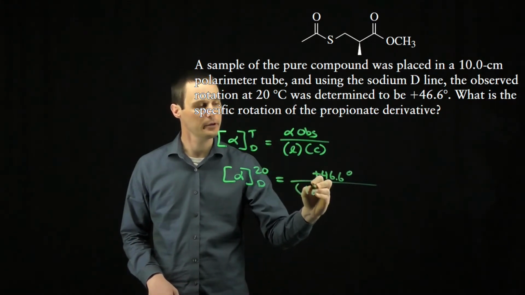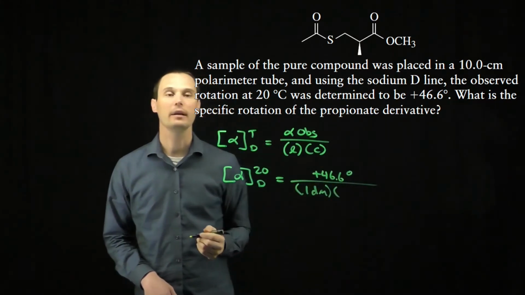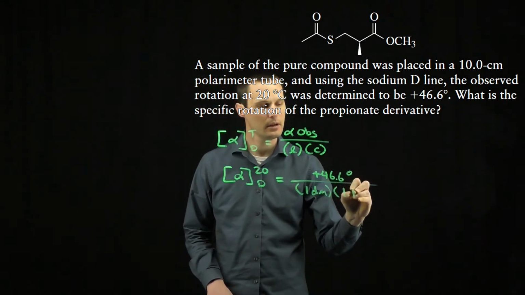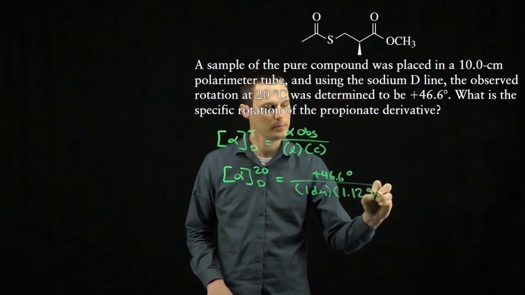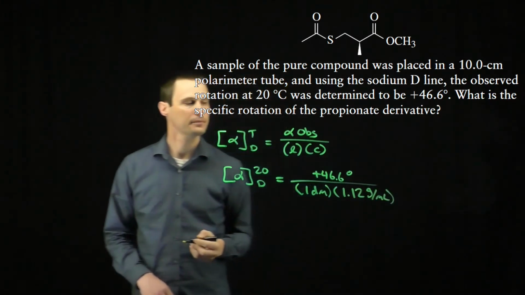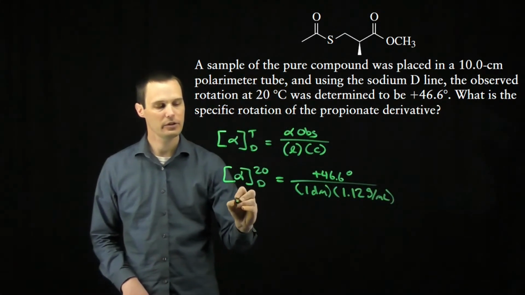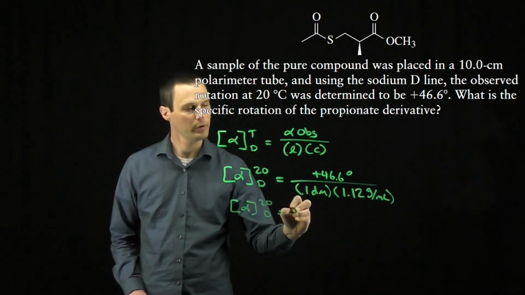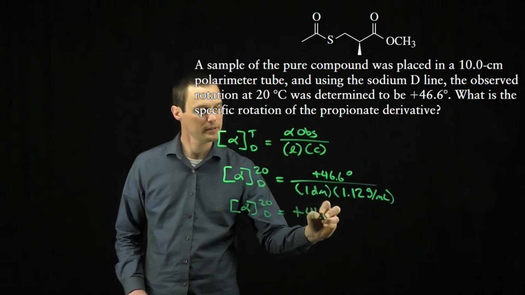That's 1 decimeter. And our concentration, this is a pure liquid, so its concentration will be the same as the density, which is 1.12 grams per milliliter. If we go through and do this calculation then, our specific rotation for this molecule will be positive 41.6 degrees.